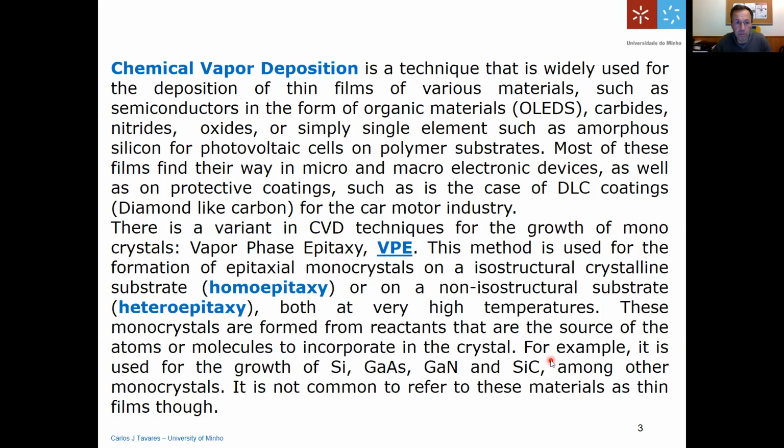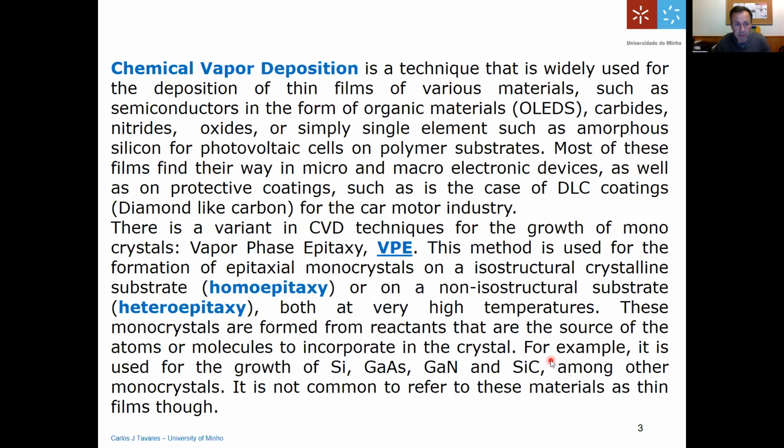Okay, so most of these films find their way into micro and macro electronic devices, as well as protective coatings, such as in the case of DLC, which is diamond-like carbon, which is very useful, for example, for the car motor industry, where you can produce coatings which have a very low coefficient of friction in order to prevent the wear of the mechanical parts of the motors.